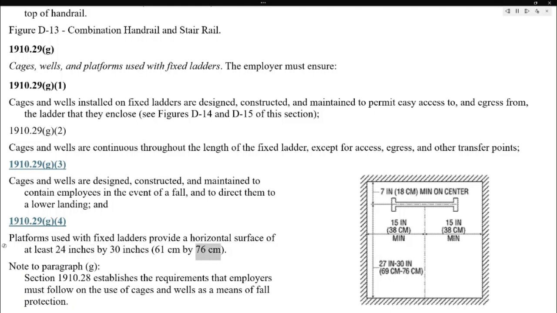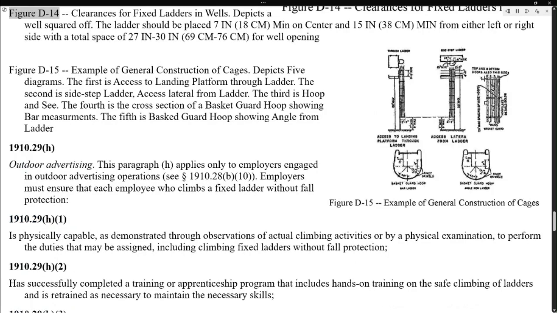Note to paragraph (g): Section 1910.28 establishes the requirements that employers must follow on the use of cages and wells as a means of fall protection. Figure D-14, clearances for fixed ladders and wells, depicts a well squared off. The ladder should be placed 7 in, 18 cm, minimum on center and 15 in, 38 cm, minimum from either left or right side, with a total space of 27 in to 30 in, 69 cm to 76 cm, for well opening.